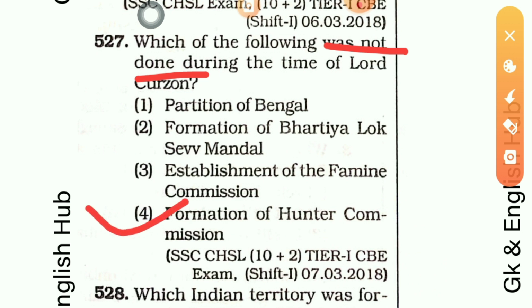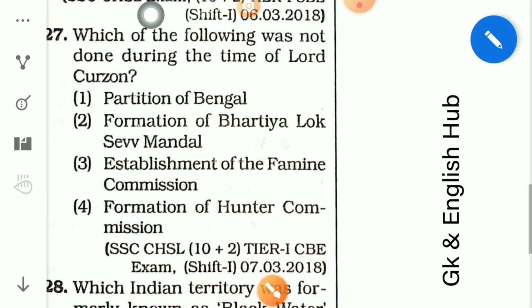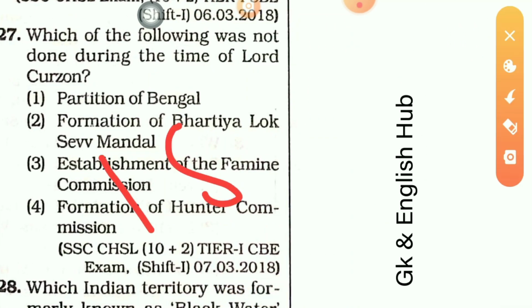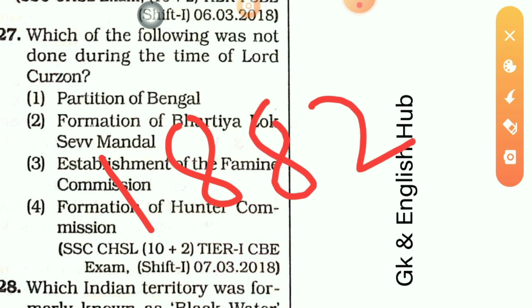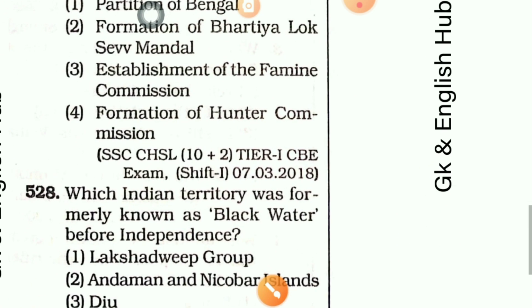Formation of the Hunter Commission happened under the viceroyship of Lord Ripon. Okay, Lord Ripon. Remember it, my friends. Lord Ripon. And he appointed the first Indian Education Commission in February 1882. Remember it also. Education Commission 1882. So here the answer will be option 4. Let's go to the next question.